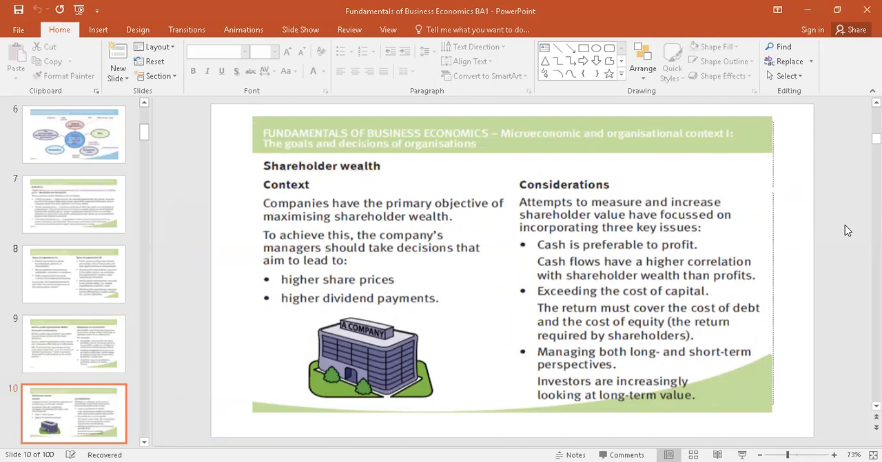If it is a profit-seeking organization, how do we assess the performance of those organizations which are established with an intention of maximizing on the profit? So that also we need to look into.